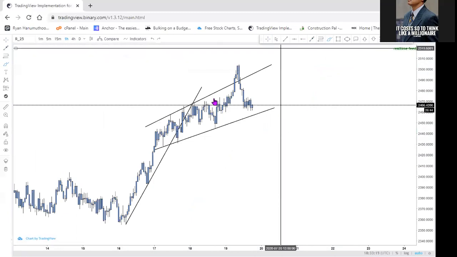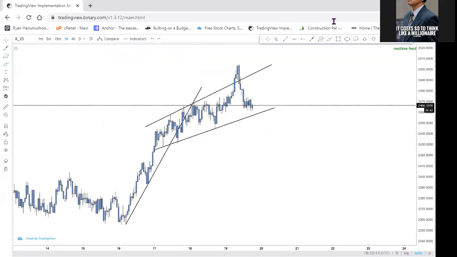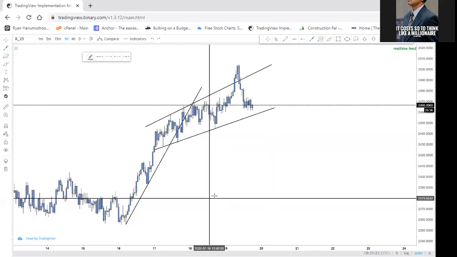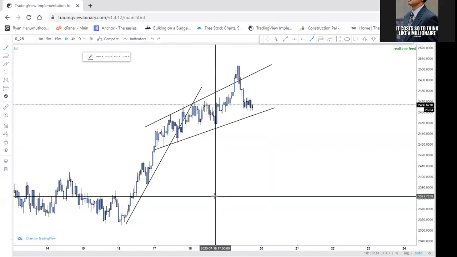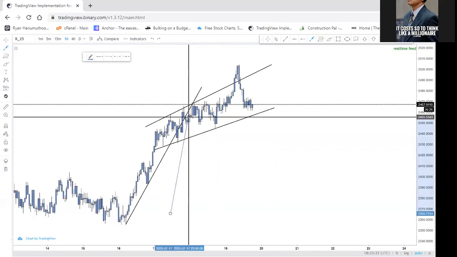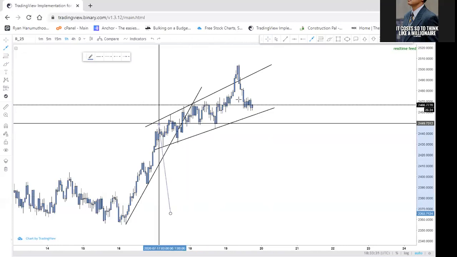So looking at this, we've got our corrective structure here. And as you guys know, if you're familiar with institutional order flow, then you know that the market moves in 2 phases, which is your impulse phase and your corrective phase. So as you can see on this chart, we've got a very clean impulse phase that moved to the upside from here. We've got price currently trapped in a corrective phase at the moment.